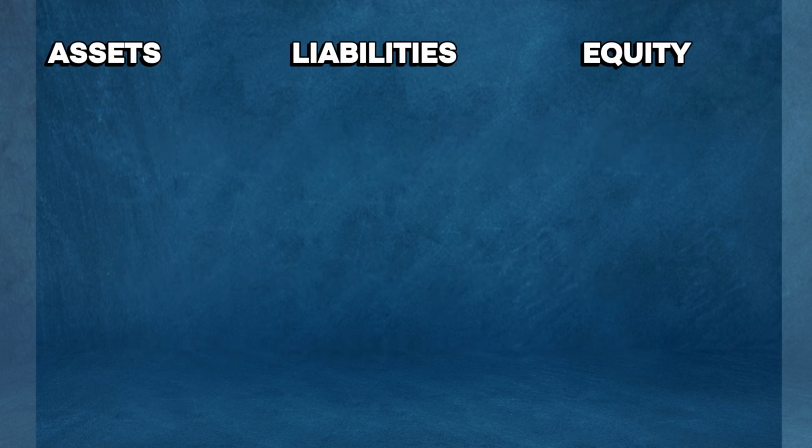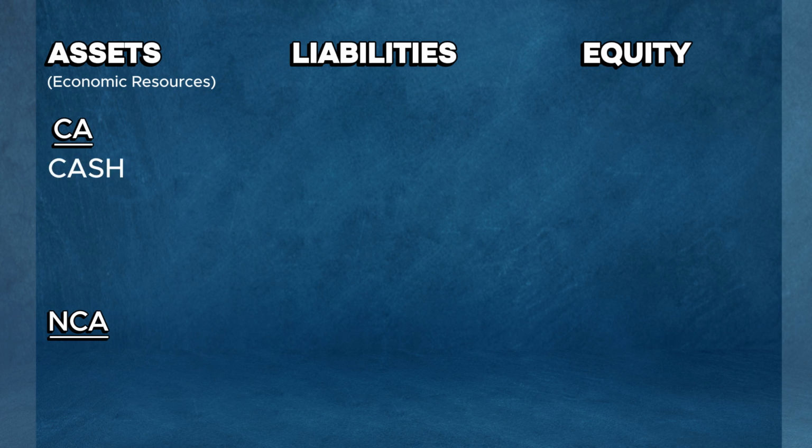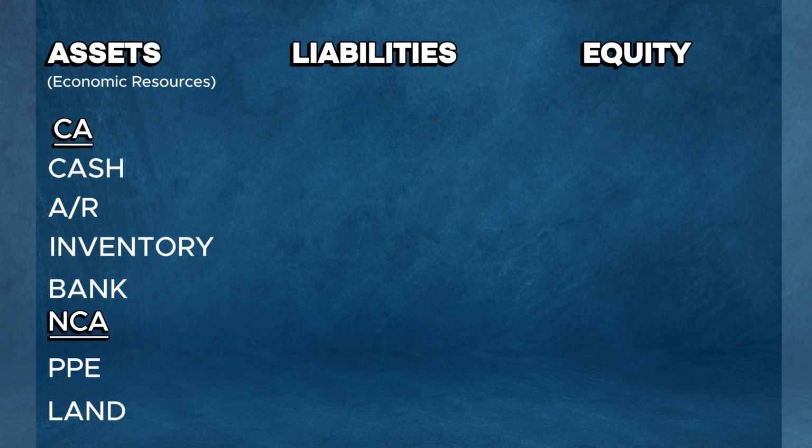Now let's define one by one what are assets, what are liabilities, and what is equity. Assets are the economic resources that are controlled and owned by the entity. The entity takes the future economic benefits from the use of the assets. Assets are primarily classified into two types that are current assets, which are also called short lived assets, or the non current assets, which are called the long lived assets. Some of the common examples of assets can be cash, accounts receivable, inventory, property, plant, and equipment, bank, and land.